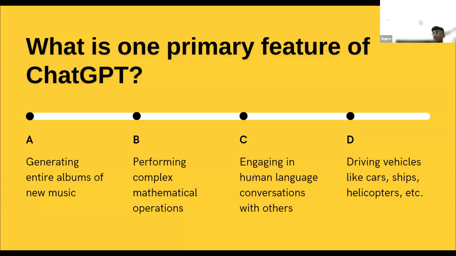Lastly, we have D, driving vehicles like cars, ships, helicopters, etc. Have you ever seen ChatGPT as a car driver? Because I don't think that would be very accurate or very realistic. This is the most ridiculous answer. If you chose this, then that would be quite interesting.